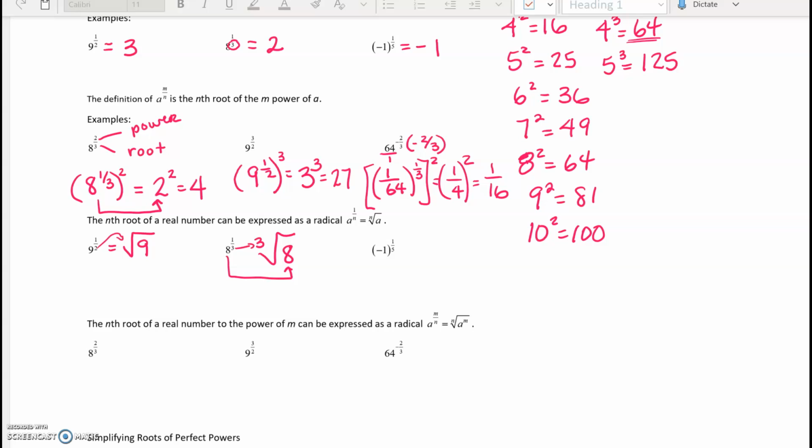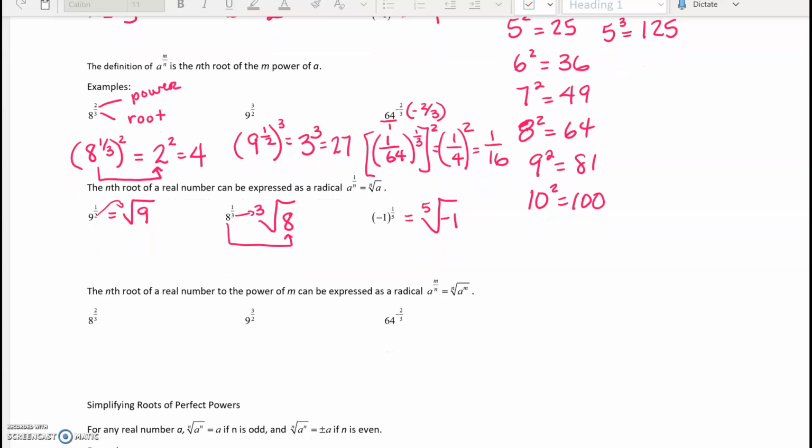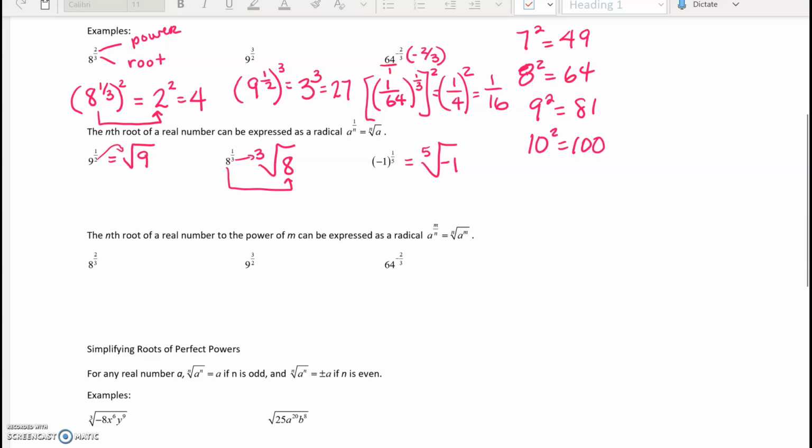And then on this last problem, same thing. We're going to put 5 outside and -1 inside. So we're not really doing anything. We're just showing that we can write them. And then on this next set, we will take 8, and we'll take the cube root of that. So that takes care of the root, and then the power goes outside.